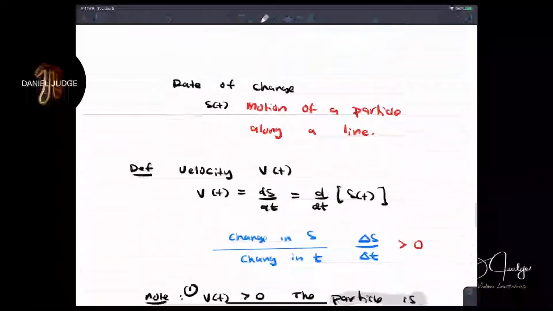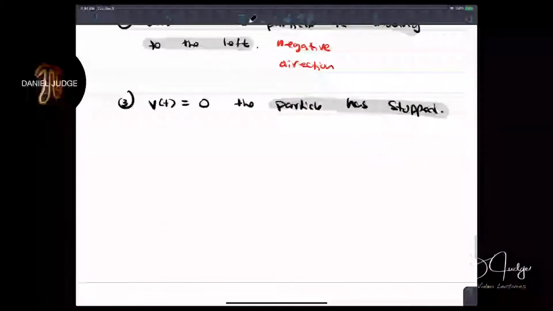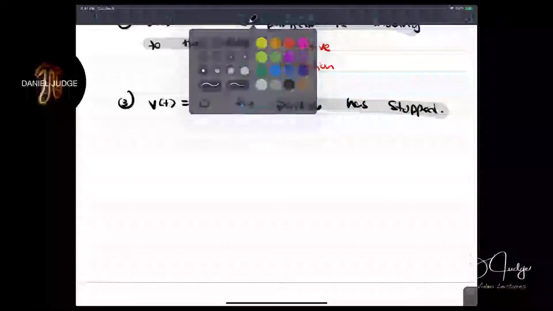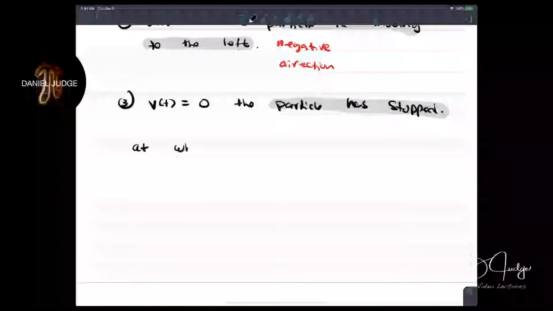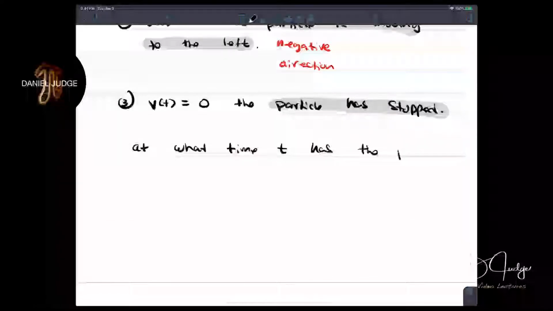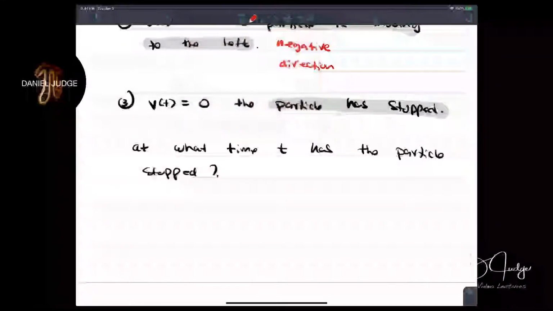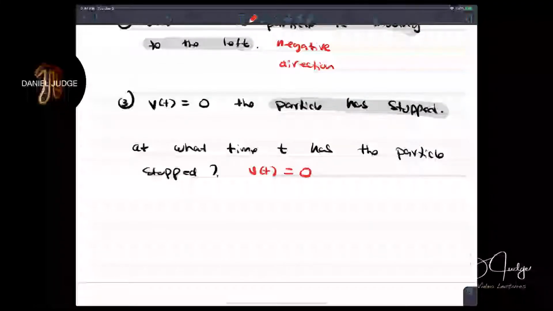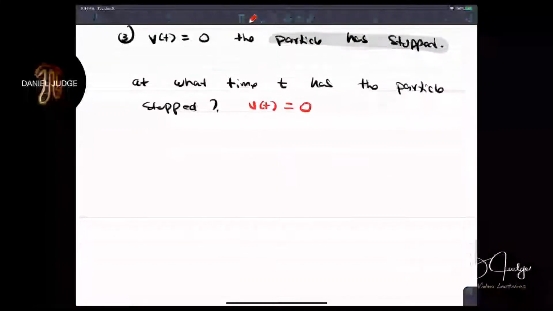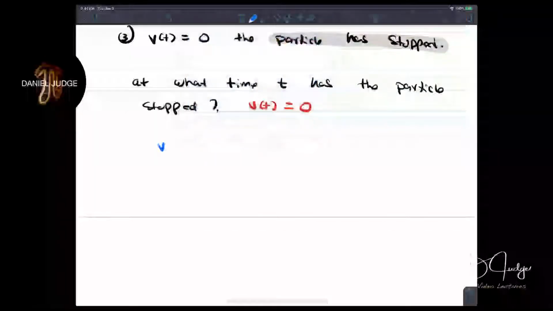We're going to try to find this kind of location. Here's my big question to you. Here's what we have to be concerned with. At what time t has the particle stopped? Now, the answer simply is when the velocity is zero. But you may say, Mr. Judge, don't I even have to have the velocity function first? Yes. And so you might say, how do I get this velocity function? Well, you differentiate your position function.